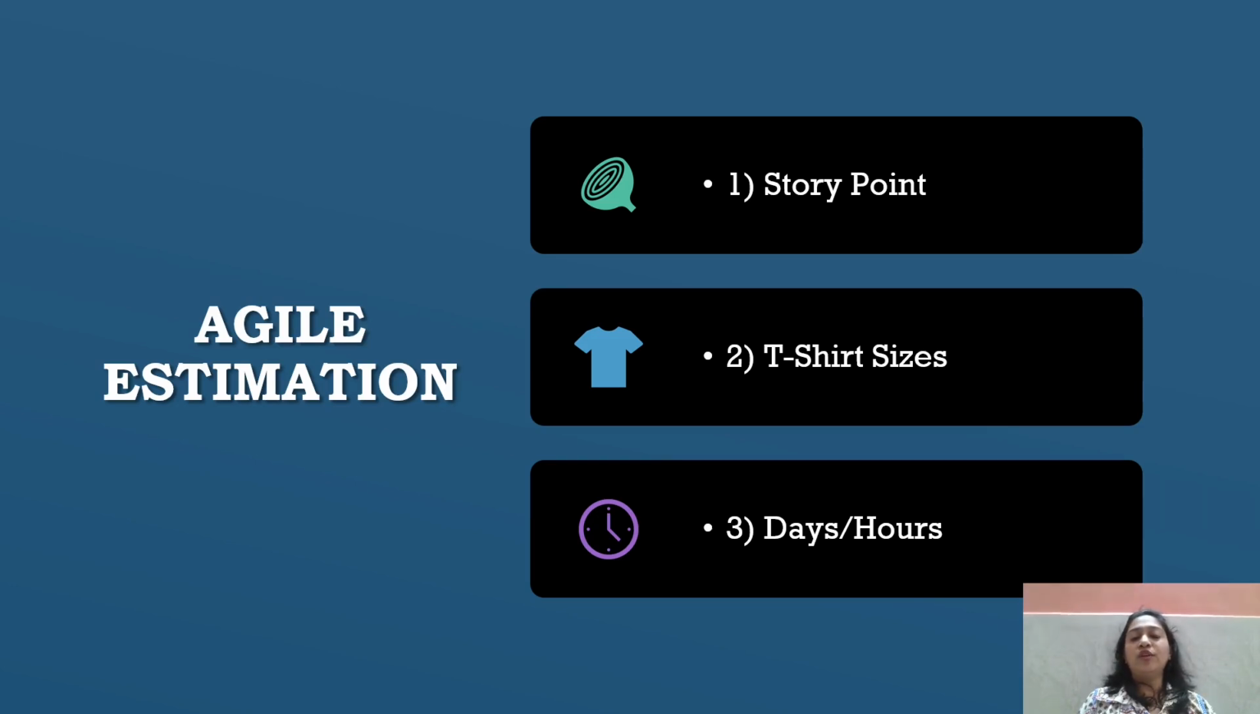So in this video, we are going to learn something related to agile estimation: what exactly story points are, t-shirt sizes, so we can say it's estimation techniques or something, and how we are working with the calculation with the days or hours. Okay, let's go ahead and see the estimations of the user stories.